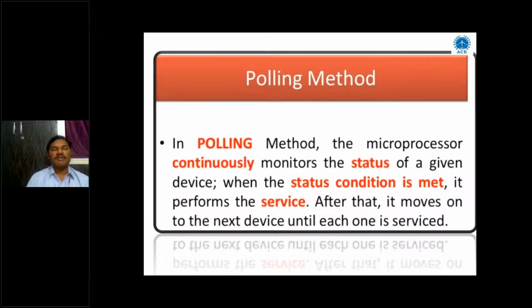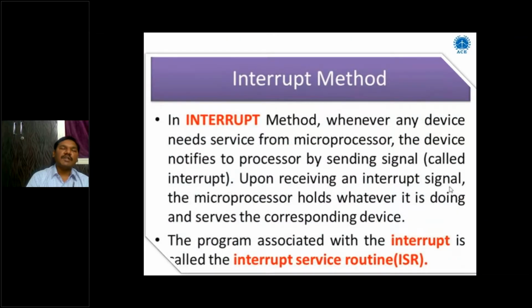But what is the difficulty and the disadvantage of this polling method? It continuously monitors all the devices one by one, all the keys of the keyboard and all the devices, every 20 milliseconds or 20 microseconds. So it continuously monitors, and power will be wasted. To avoid that, they have introduced the concept called the interrupt method.